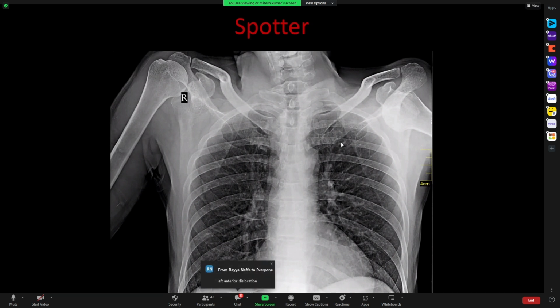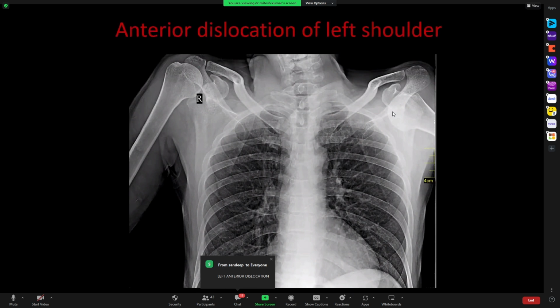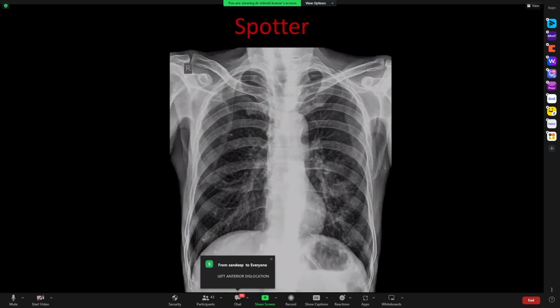Fine, very simple. This thing we have discussed in the last class, left anterior shoulder dislocation. Okay, fine. We'll go forward. Next. Yes, few candidates have written correctly, right pneumothorax. Here we can clearly appreciate the visceral pleural line followed by avascular zone of lucency where we cannot see any blood vessels completely, starting from the base, mid and the apex, right pneumothorax.